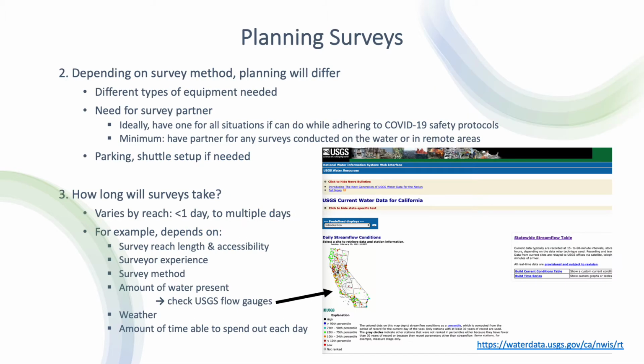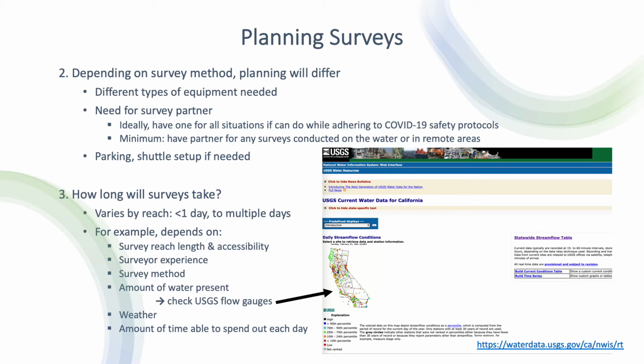Which survey method you use will guide how you go about planning your survey, as it will dictate what kind of equipment you need, more on this later, and whether you need a survey partner. Ideally, everyone should have a partner in the field for safety reasons, as long as physical distancing and other COVID-19 protection protocols can be maintained. Anyone actually surveying from the water or in remote areas, however, will need to have a partner with them.